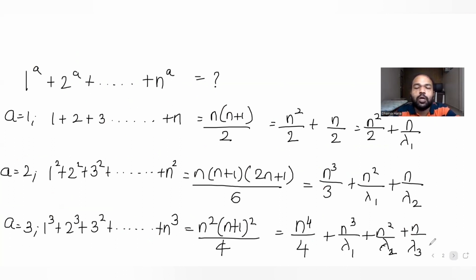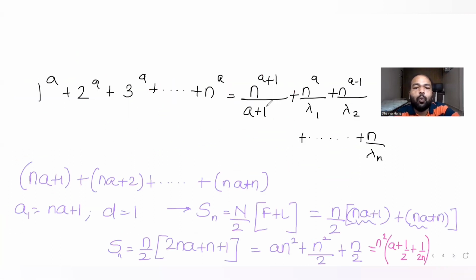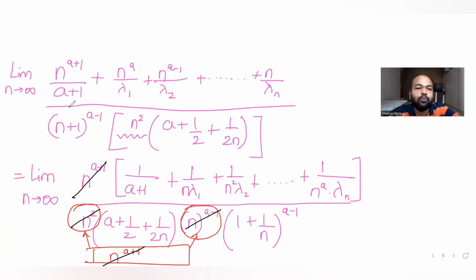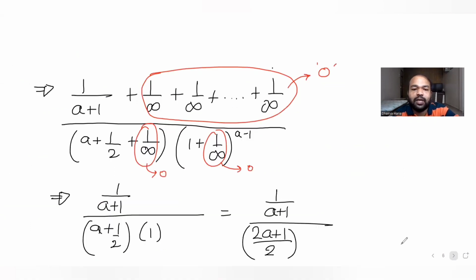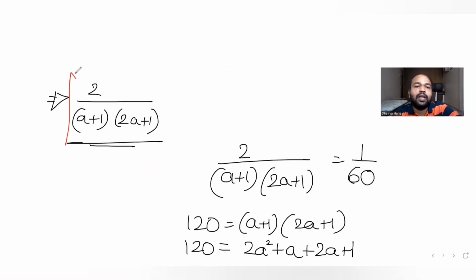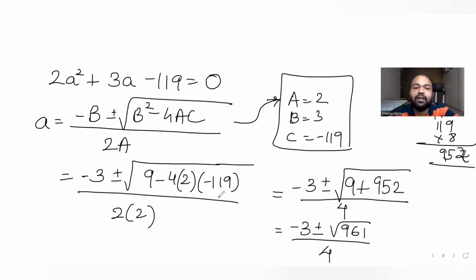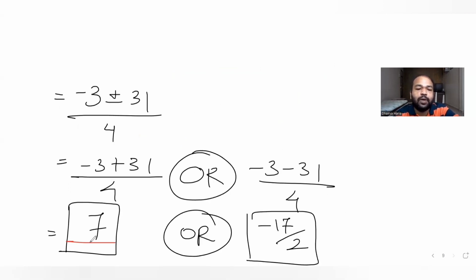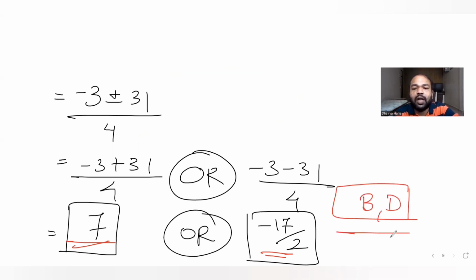So we just figured out the two sums of the numerator and denominator. Once we got the sum of the numerator and the sum of the denominator, we took out n raised to a plus 1 common from the two, and then we just substituted the value of n as infinity. That is the answer for the limit. And since this limit was equal to 1 by 60, we equated and found out the value of a by using quadratic formula that gave us a's value as 7. That makes our answers of the question as options B and D.